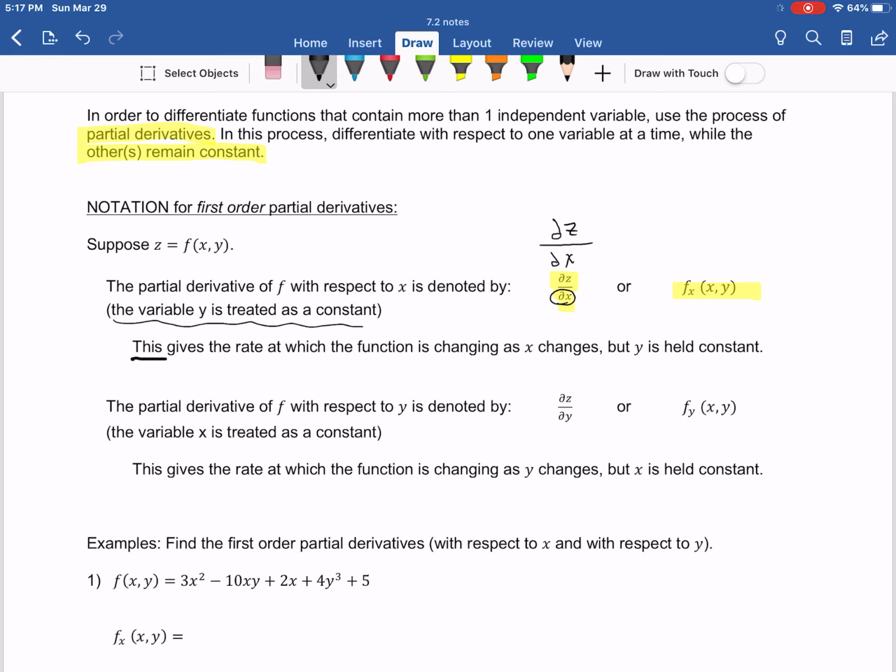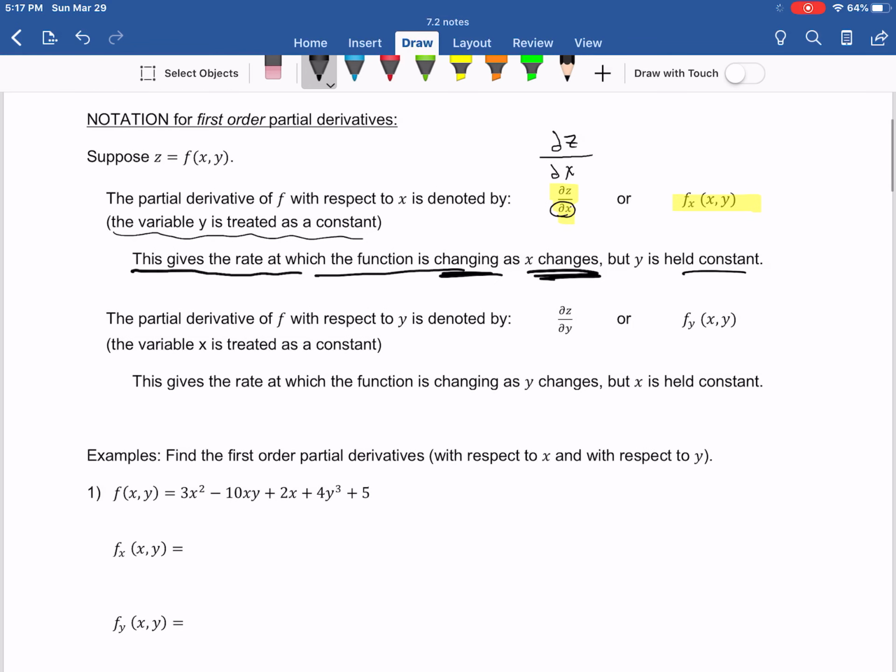This gives the rate at which the function is changing as x changes, but y is held constant. So your variable y is a constant and x is allowed to change. And you're going to see how that applies when we get into marginal analysis. All right, the next idea is going to take the partial derivative of f with respect to y. This time y is your variable, and in that case, x is treated as a constant.